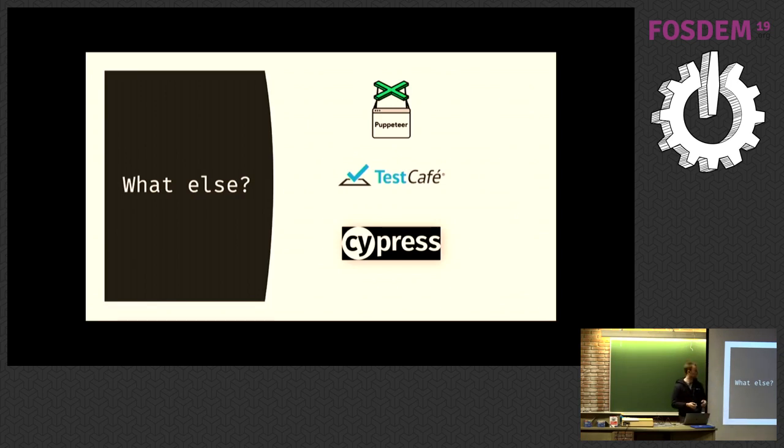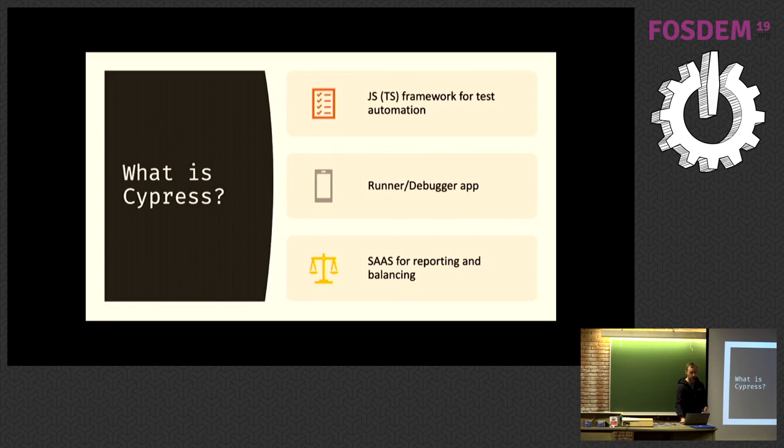And the last one is Cypress. Back then it was like version 0.2 or something, so I really made a bet to go with it, and I really don't regret it for now. So Cypress is a test automation framework, JavaScript. You can also write TypeScript, of course. It's an Electron runner and debugger application bundled. And also it's a SaaS platform for balancing and test recording.